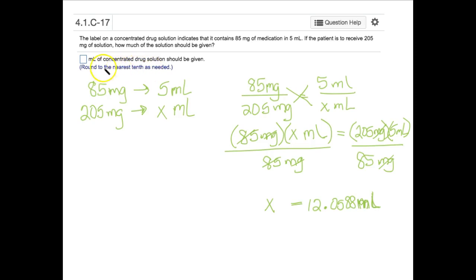And I'm going to go back here and read because this will tell you how you want to round. So round to the nearest tenth. The tenths place is just that first place to the right of the decimal. Because this number is 5 or larger, I'm going to round that tenths place up. So my final answer I want to give as 12.1 milliliters.